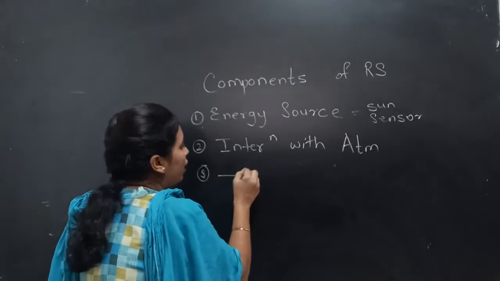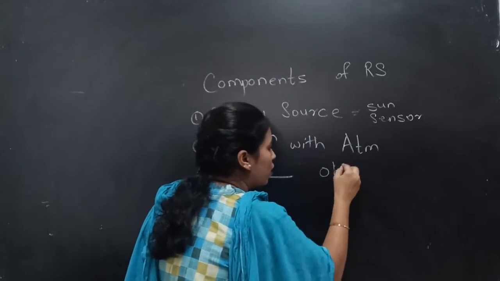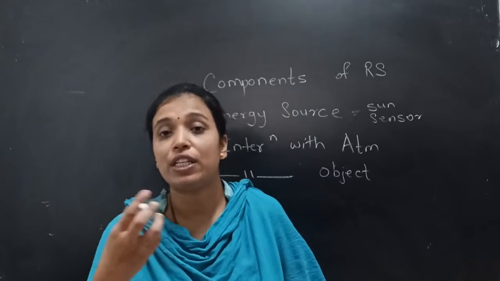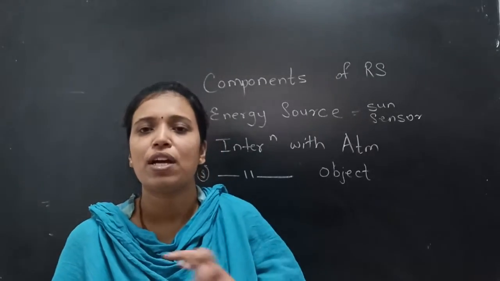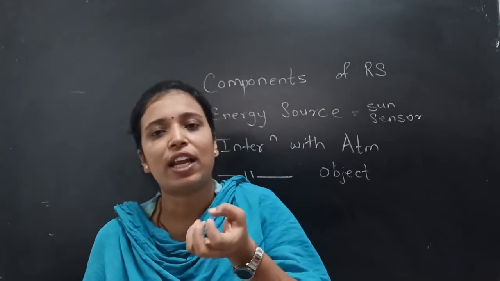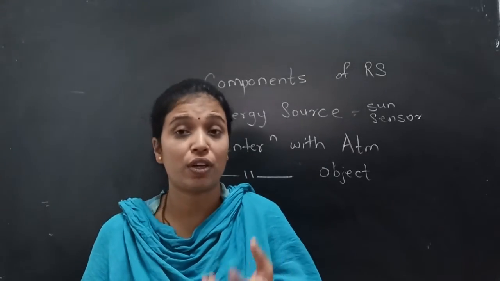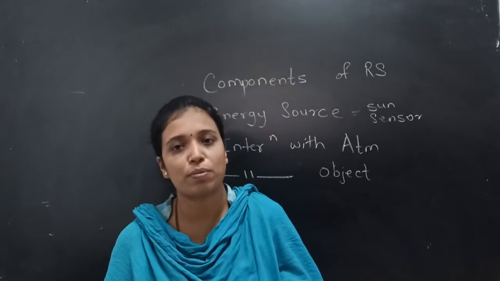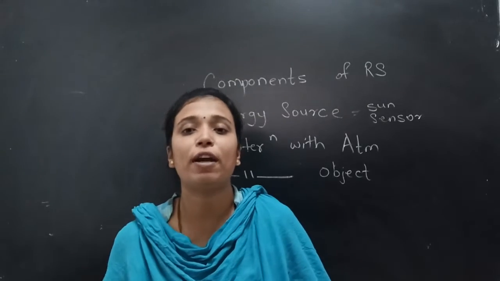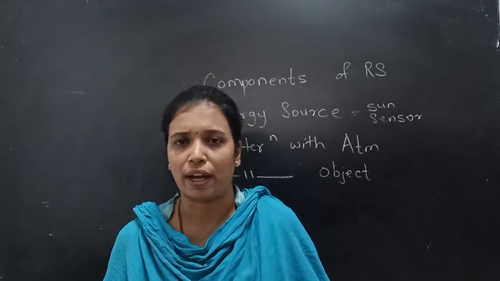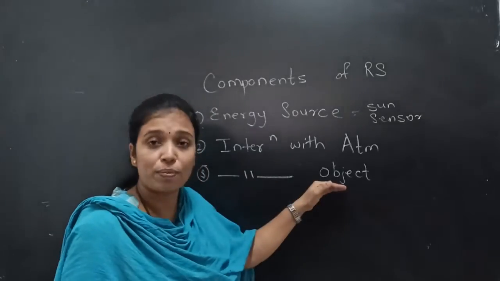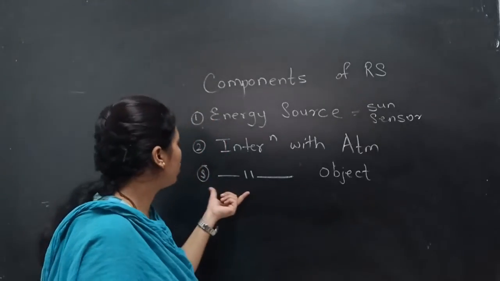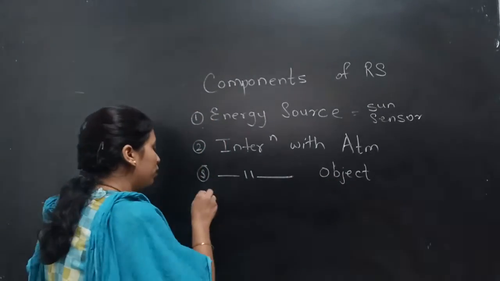Third one is interaction with the object. So after all the interaction with atmosphere, when the radiation reaches the object, at that time some changes take place. That is, when the light reaches the black body, everyone knows the laws in physics, that when a black body absorbs the radiation or absorbs the light, it absorbs 100% of radiation. So nothing is reflected back. So likewise, different objects have different types of interaction with the light which reaches them. So the third one is interaction with the object.